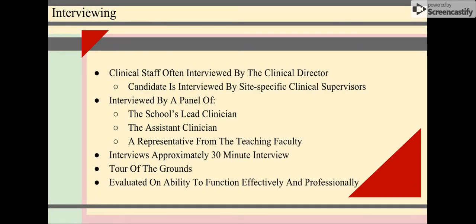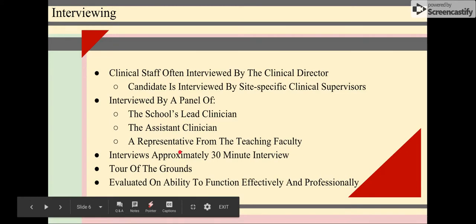In the interviewing process, interviewees are usually seen by a panel of the school's lead clinician, possibly an assistant clinician, and a representative from the teaching faculty, especially if they're going to become a TA or teacher's assistant. Initially, they might be interviewed by the clinical supervisor or clinical director if needed before being brought into the panel. Interviews last approximately 30 minutes, and they're also given a tour of the grounds following that.